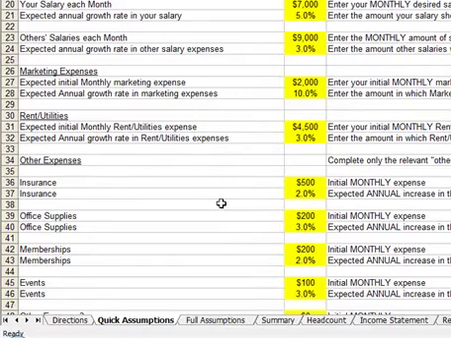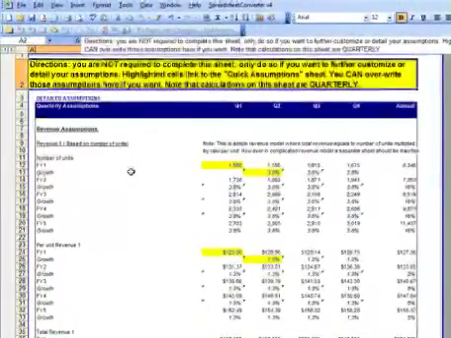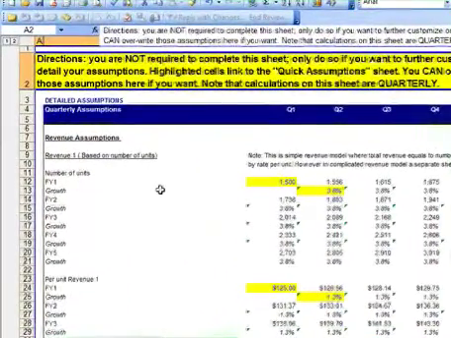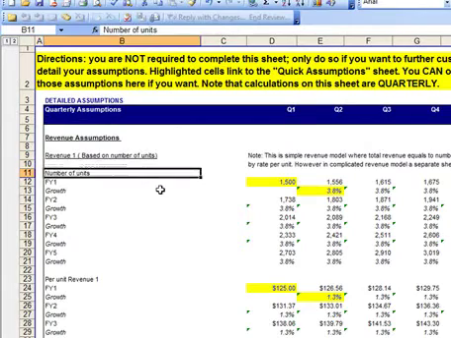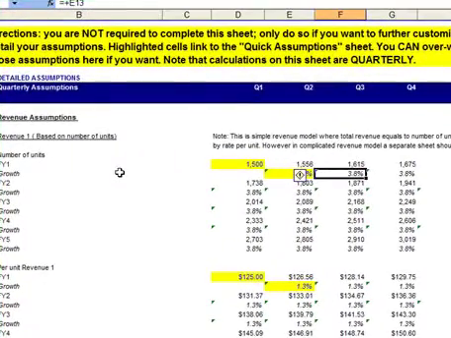Now, let me go through the full assumptions in case you want to customize even further. As you can see by the directions, you're not required to complete this. This is if you want to further customize. We encourage you, if you want to further customize, to change numbers that are highlighted in yellow. You can also change the italicized numbers if you want to get even further customization here.